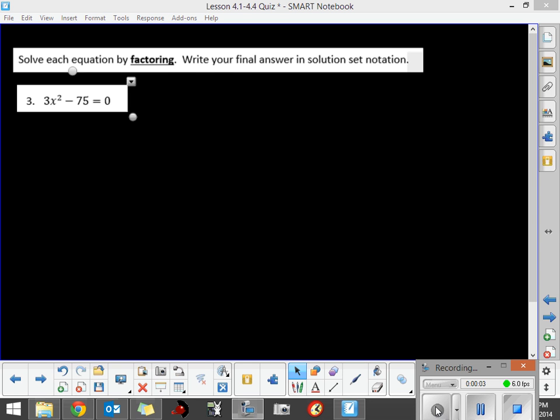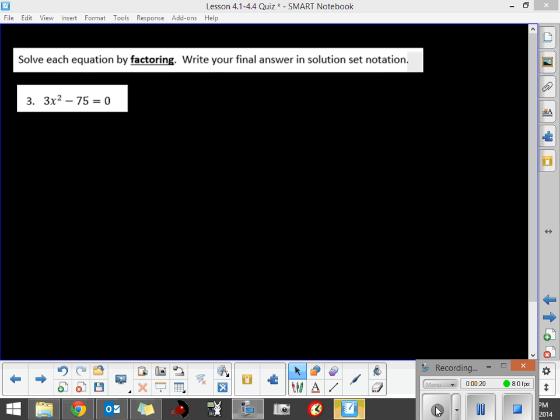The next 5 questions, we were supposed to solve each equation by factoring, and I wanted you to write your final answer in solution set notation. The emphasis on these is trying to get you to factor. There are maybe other ways of doing some of these, but the primary thing I want to do is have you demonstrate your factoring techniques to me.